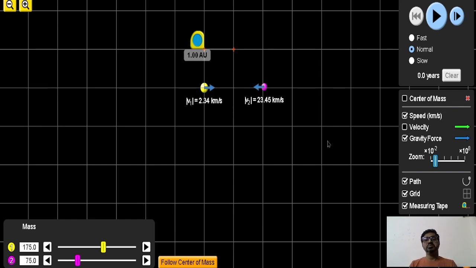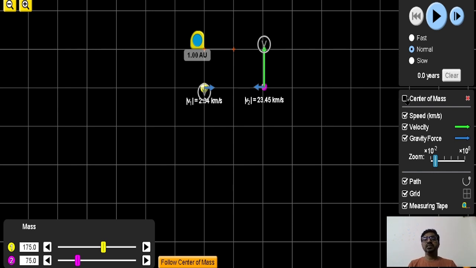Let's give some velocities to them. Let's say I'm giving some velocities like this. One is 2.34 kilometers per second and the other one is 23.45, in the ratio 1 to 10, let's assume. And the velocities are also given opposite to each other. One is moved in y direction, the other is moved in negative y direction. Let's assume this particular one.